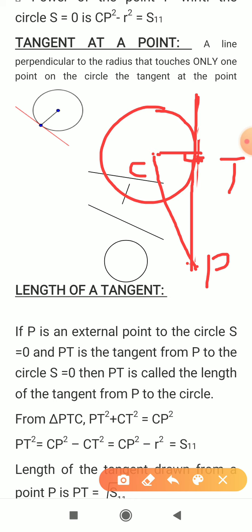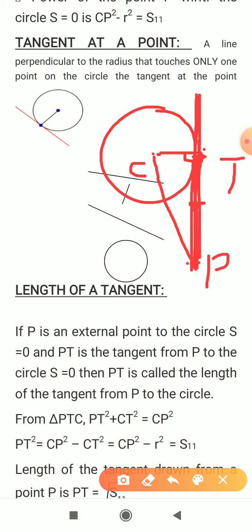You know, this PT is the tangent. So the distance from the point P to the point of contact T is called the length of the tangent. This length is called the length of the tangent. So to find the length of the tangent, it is enough we find the distance from P to T.